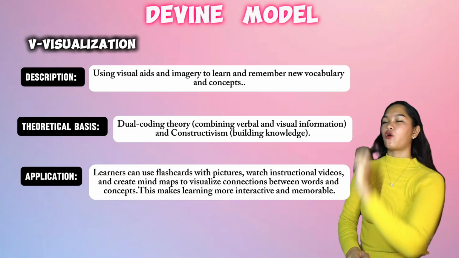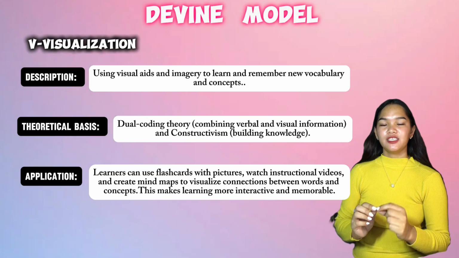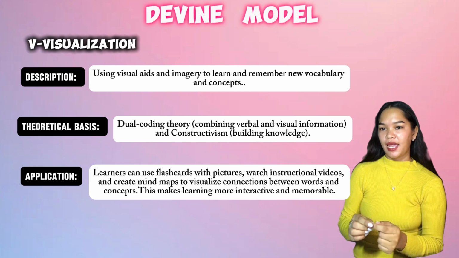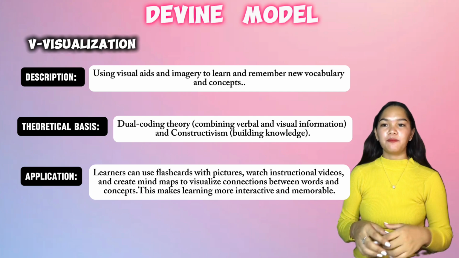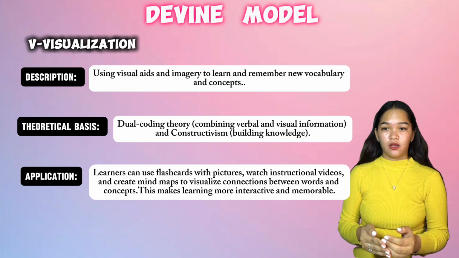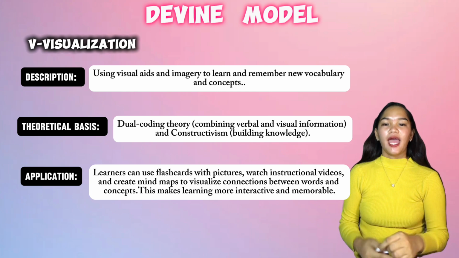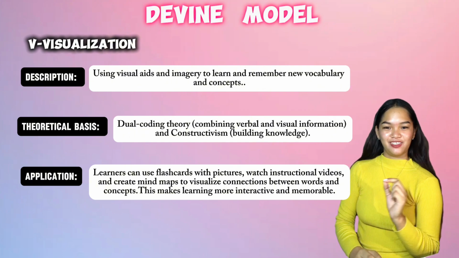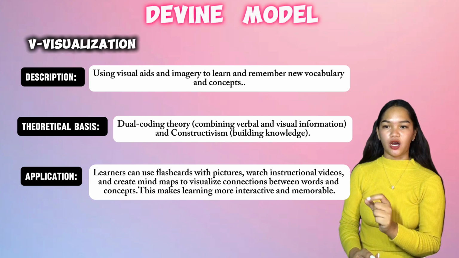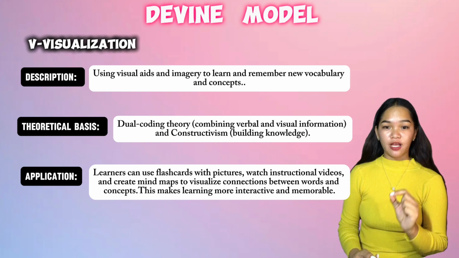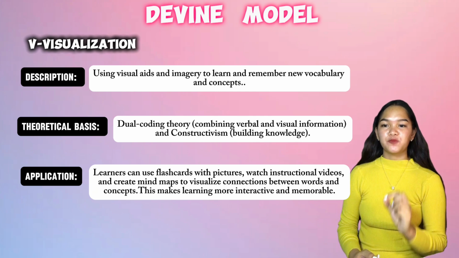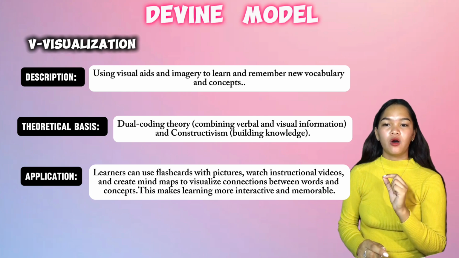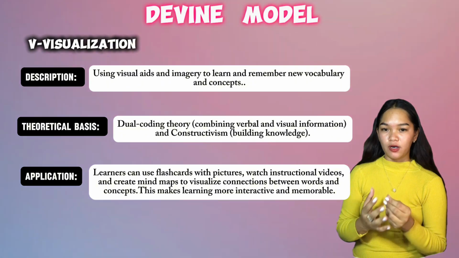And V stands for visualization. Description: using visual aids and imagery to learn and remember new vocabulary and concepts. In theoretical basis: dual coding theory, combining verbal and visual information, and constructivism, or building of knowledge. Learners can use flashcards with pictures, watch instructional videos, and create mind maps to visualize connections between words and concepts. This makes learning more interactive and memorable.